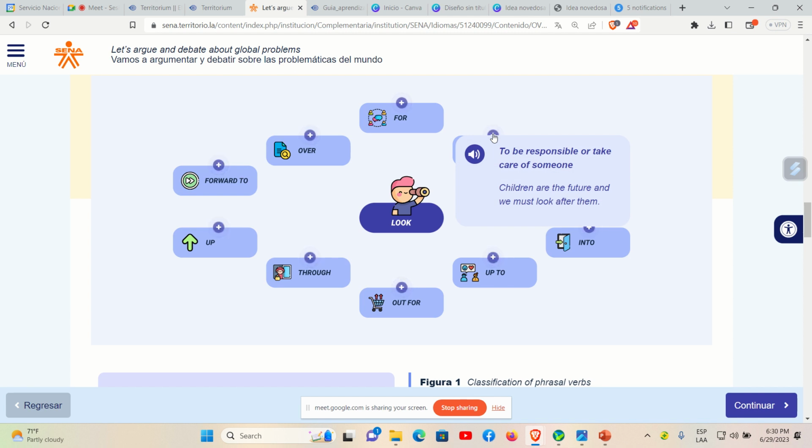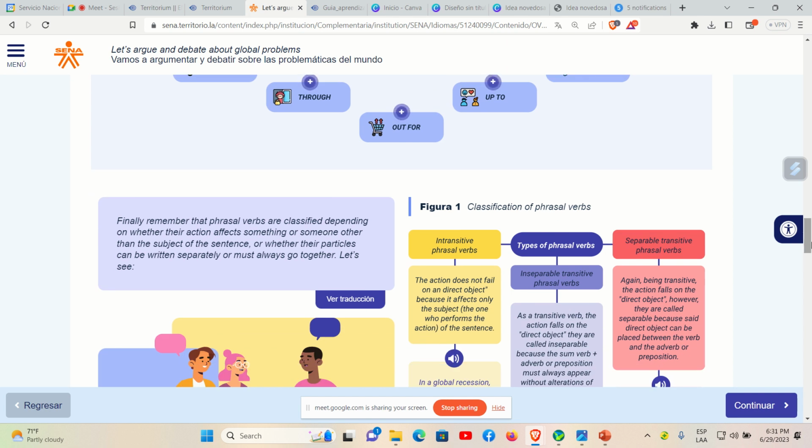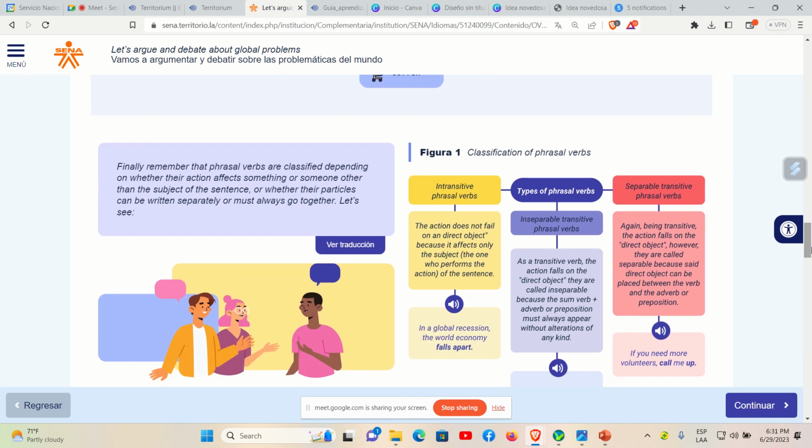Look after, to be responsible or take care of someone. Entonces, cuando le pedimos a alguien que look after my child, please, por ejemplo, es como que cuide a mi hijo, cuide a mi niño. Por ejemplo, children are the future and we must look after them. Ese look after también nos sirve como para, digamos, el cuidado de nuestros niños o algo así, para las problemáticas, ¿cierto?